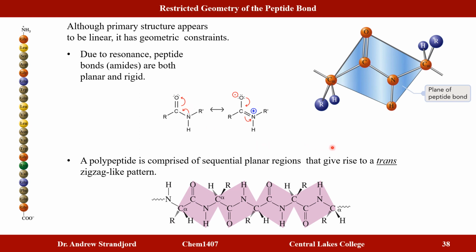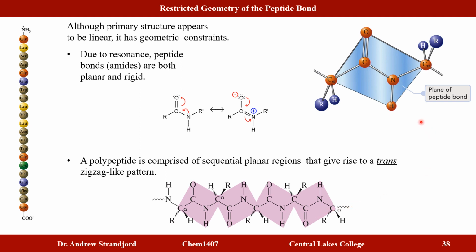What that gives rise to when I put that all together in a long peptide chain or in a protein is this trans-zigzag-like pattern. Each of these purple squares here represents a plane that is defined by 6 different atoms that would all be in that plane. Notice here I have 2 alpha carbons in this 6 atom plane. Here I have an alpha carbon and an alpha carbon, my amino acid nitrogen and my amino acid carbonyl group. There's another plane, and so on. I have in this polypeptide chain here, 4 planar regions.